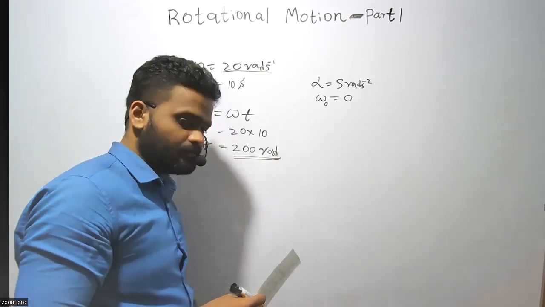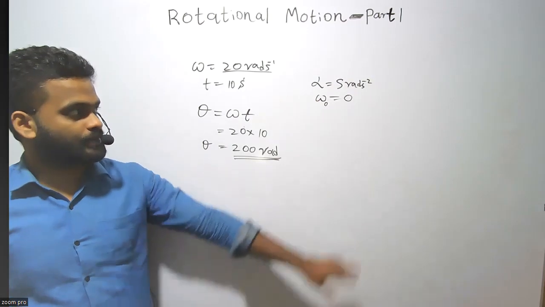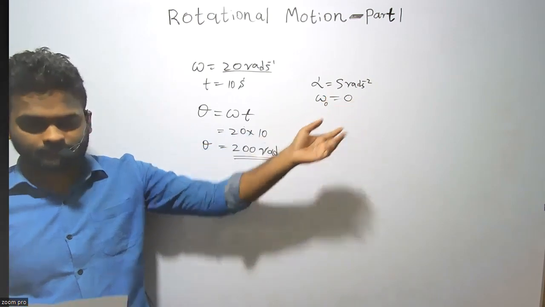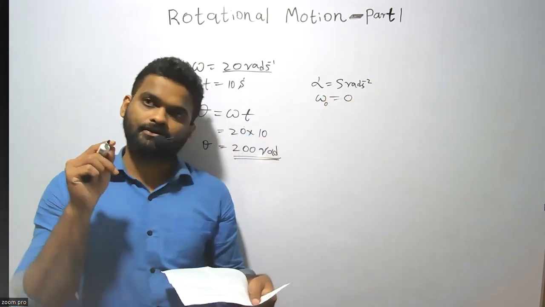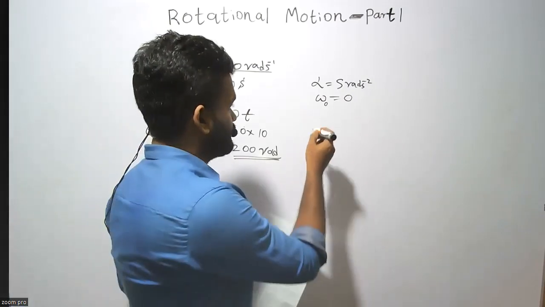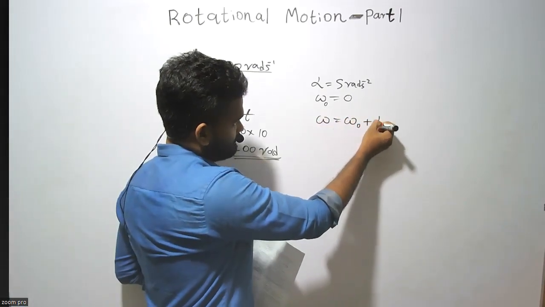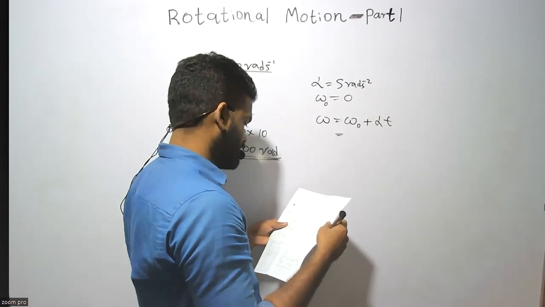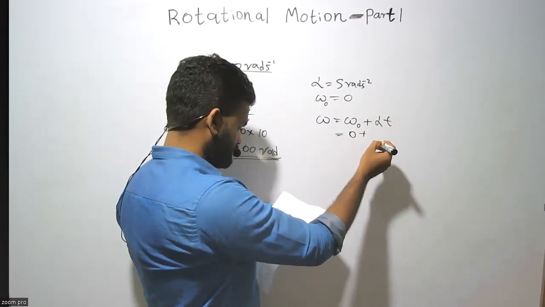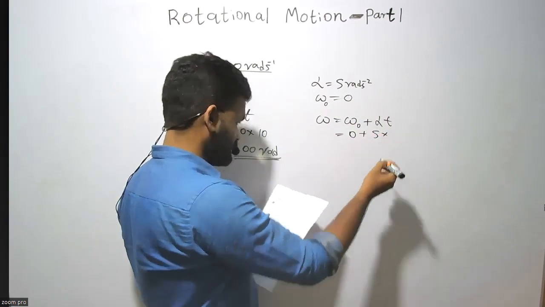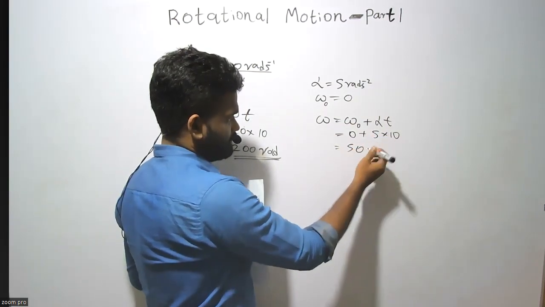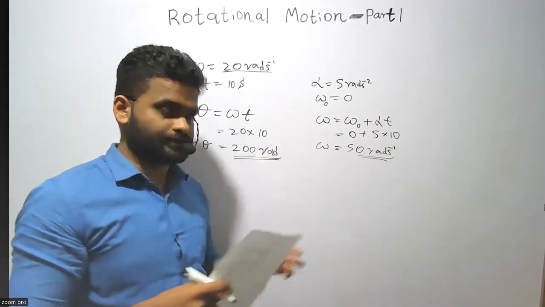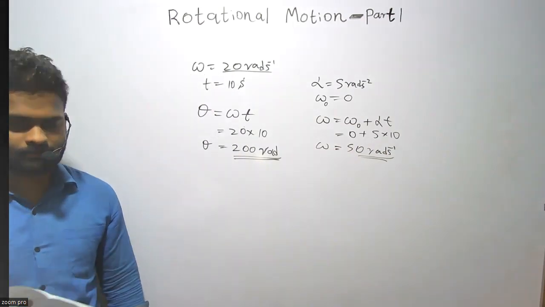So in linear motion, what did we do? When you are given acceleration, initial velocity, and time, you just applied v equals u plus at, right? So what is the similar equation here? Omega equals omega naught plus alpha t, right? So omega naught is 0, alpha is 5, time is 10. So this is 50. What should be the unit? Radians per second. So this is the final angular velocity, just similar to the linear motion.